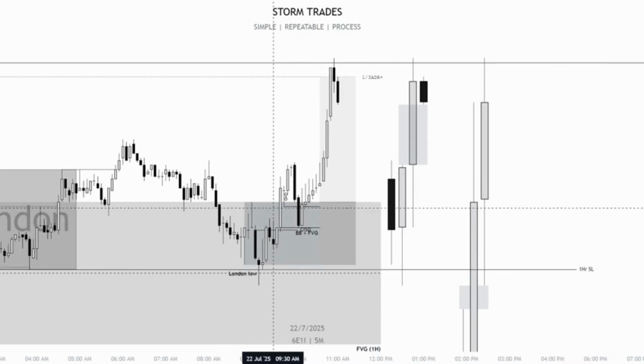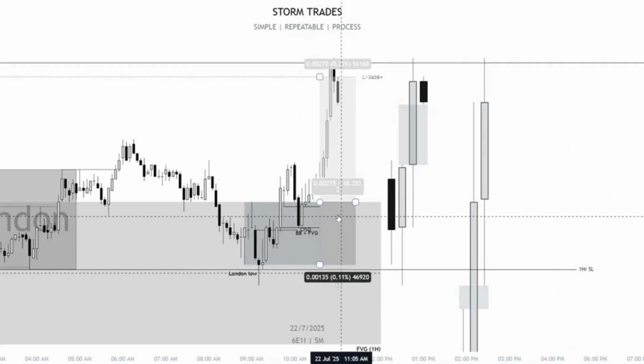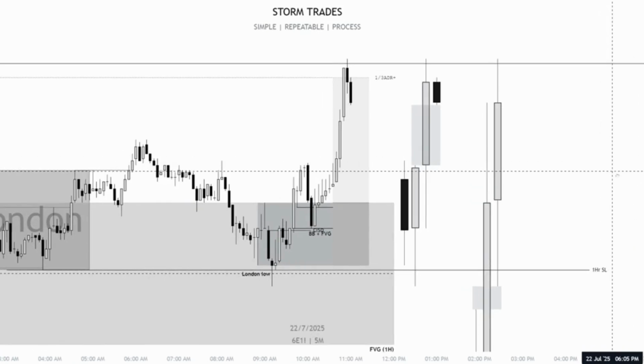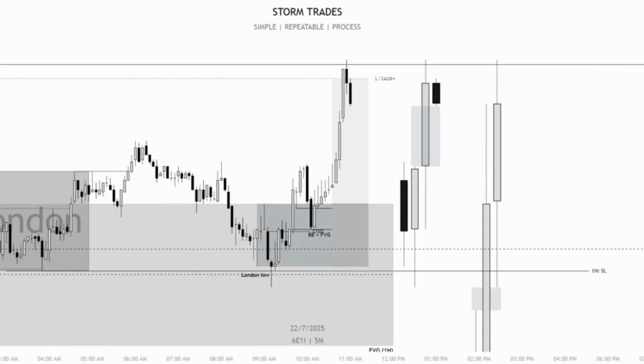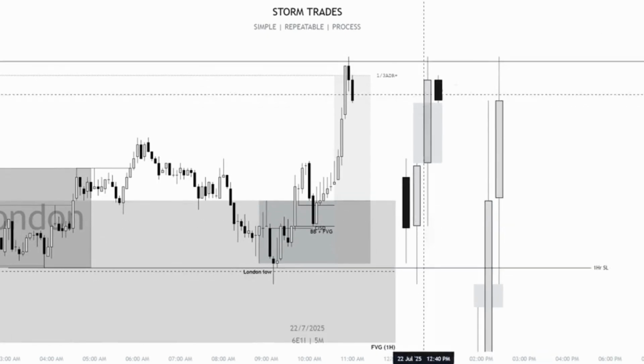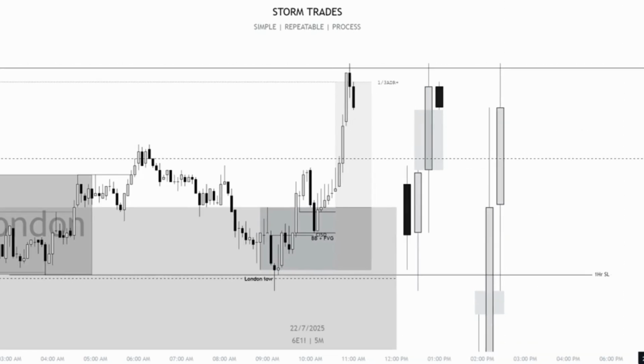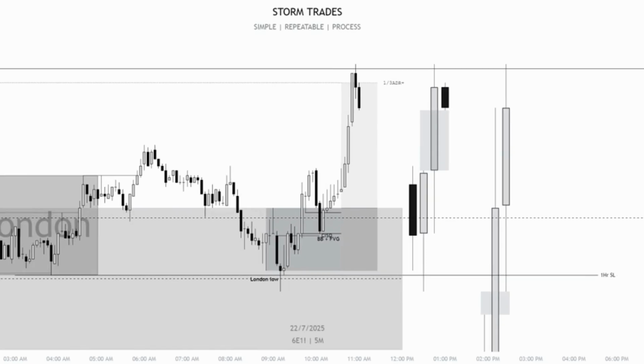Once you see the breaker form with the fair value gap in the middle, indicating a unicorn, it's a really powerful signature in price. And if we have a strong draw on liquidity like we did, to the swing high and the 1/3 ADR, we could expect price to move higher, and it did.